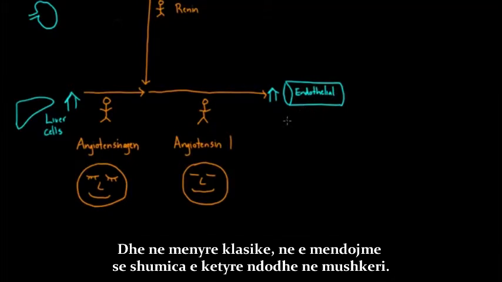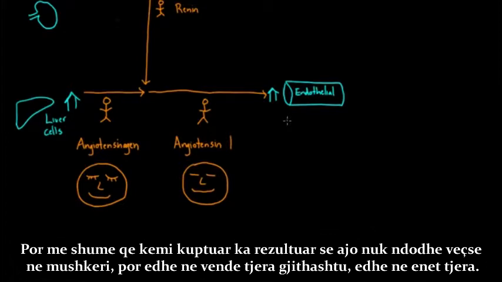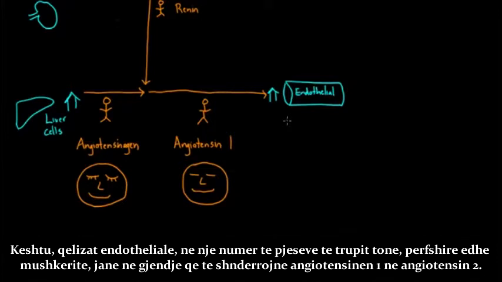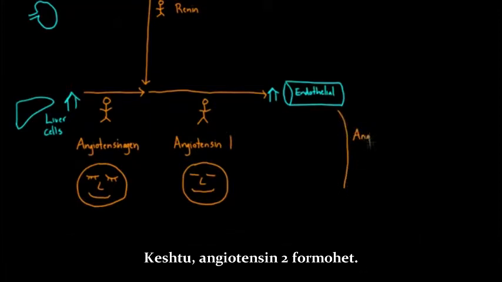And classically, we used to think that this was almost always happening in the lungs, but more and more we're realizing that it definitely does happen in the lungs, but it's in other places as well, other vessels as well. And so endothelial cells in a number of parts of our body, including the lungs, are able to convert angiotensin 1 into angiotensin 2. So angiotensin 2 is formed.